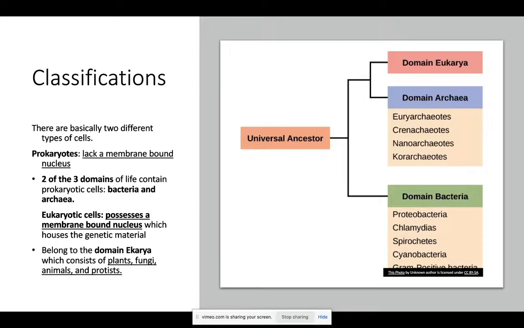Prokaryotes are going to lack a membrane-bound nucleus and lack membrane-bound organelles, whereas eukaryotes are going to have a membrane-bound nucleus and membrane-bound organelles. Whenever you think about eukarya, I want you to think about anything that's not bacteria and archaea, i.e. plants, fungi, animals, and protists. So as you can see over here, we kind of have the different domains. We have the eukarya, which is completely separate to itself, and then you have the archaea and the bacteria. And you'll see later on how these two are interrelated.